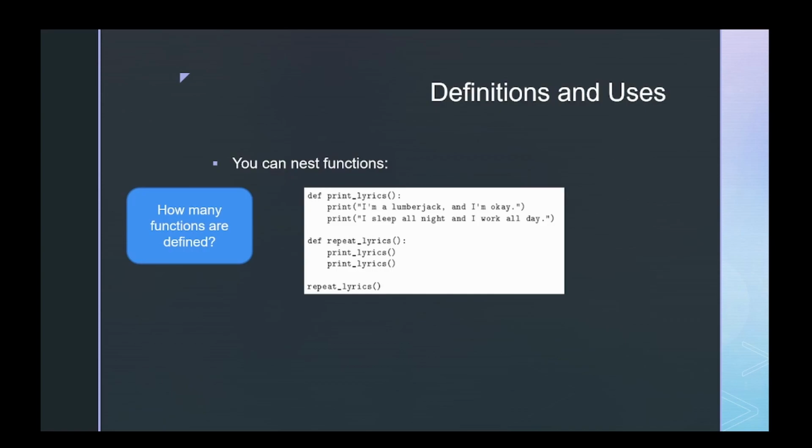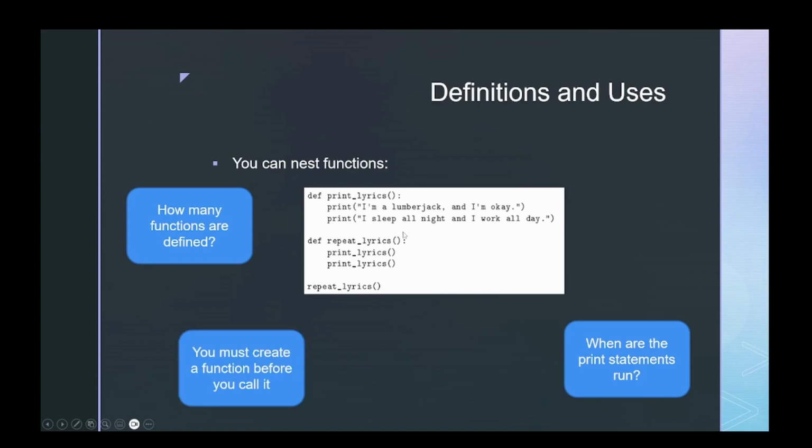When I look at this, how many functions do we have defined here? We have 2 defined. We've got print lyrics and repeat lyrics. But when are the print statements actually run? The print statements are actually run once I call repeat lyrics and then repeat lyrics calls the print lyrics. So you must create a function before you call it.